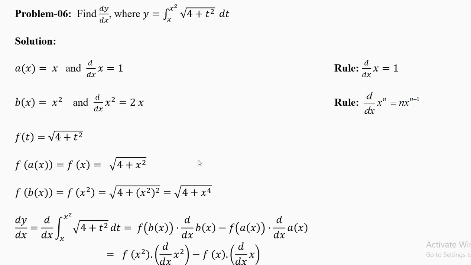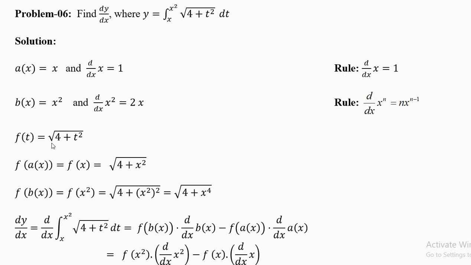Now your last example is problem 6. Find dy by dx where y equal to integral x to x square under root 4 plus t square dt. A equal to x, derivative of x is 1. Remember the rule, derivative of x power n is n into x power n minus 1. Derivative of x square is 2x.